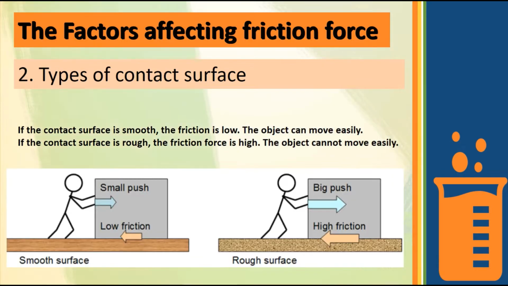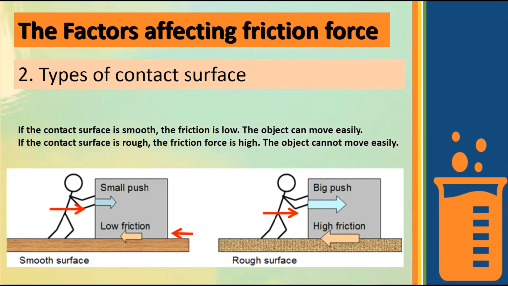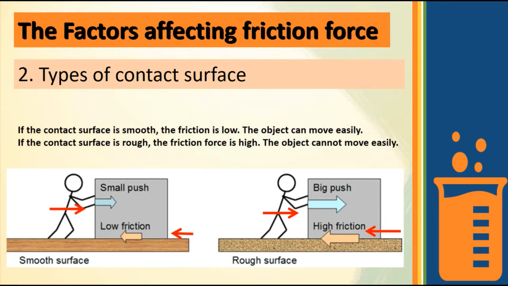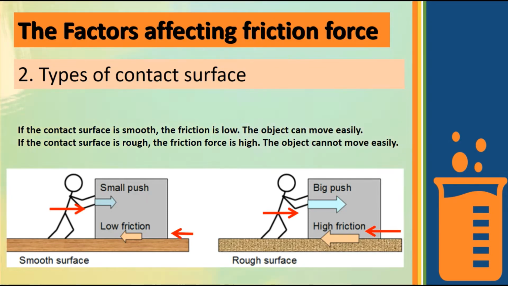Number 2, types of contact surfaces. For a smooth surface, the friction force is very low, so you can push it easily. The second example is when you push an object on a rough surface, then the friction is very high, therefore it's very difficult to push, or you need to exert more force so that you can push the object.